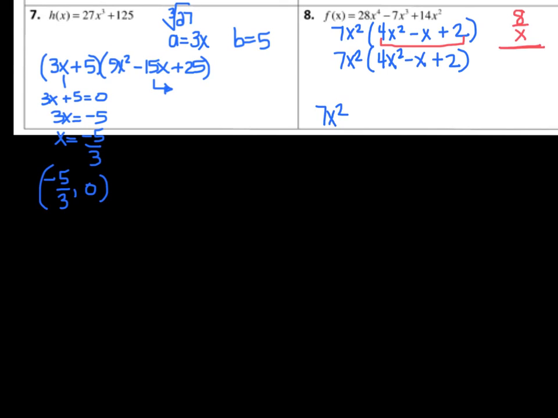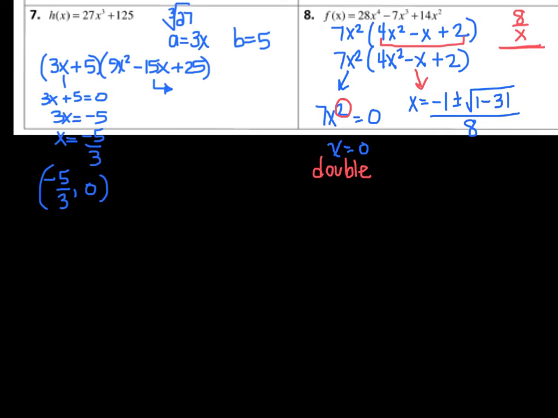But what if I wanted to solve? I would set this first one equal to 0, and I know x is going to have to equal 0. 7 times 0 is going to give me 0. But because of this, I know this is going to be a double root, like we did in the last unit. This guy right here I'm going to have to do by the quadratic formula. So x equals negative b plus or minus the square root of b squared minus 4ac all over 2a. So this is going to be negative 1 plus or minus the square root of negative 31. Sorry, this should be a 2.